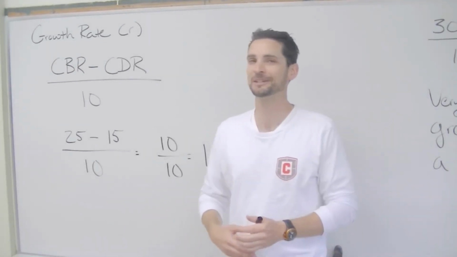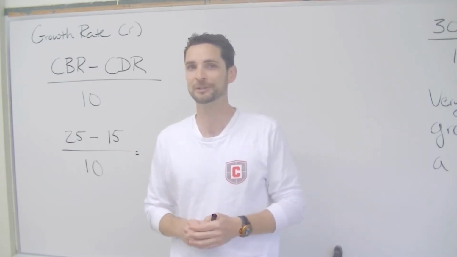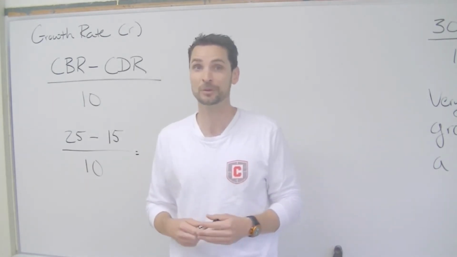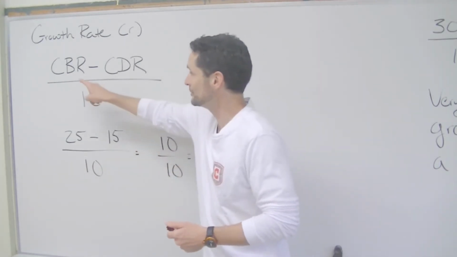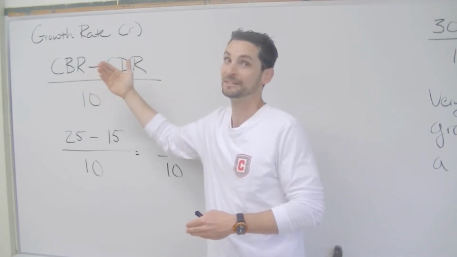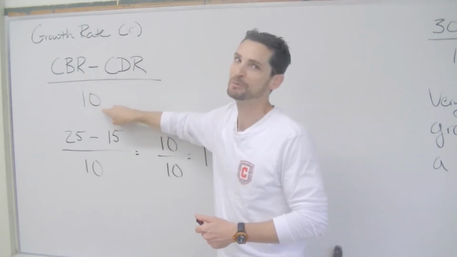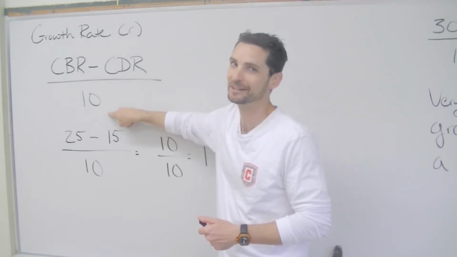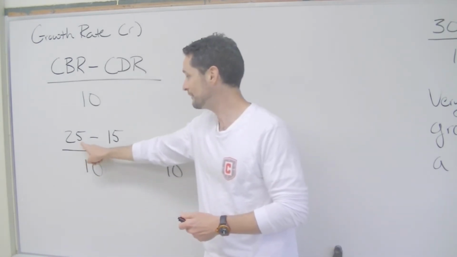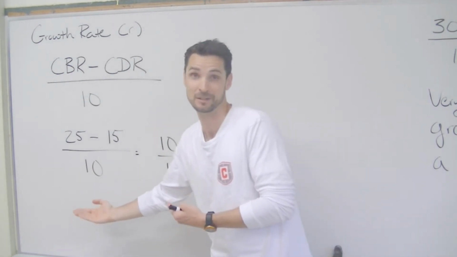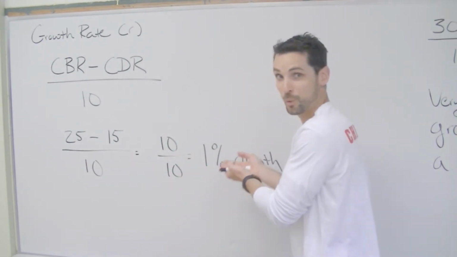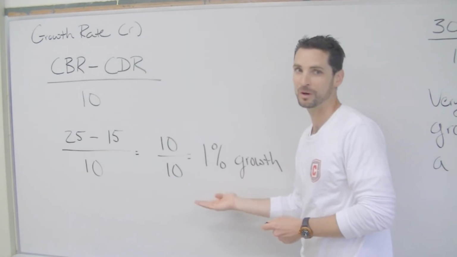Now that we've calculated our crude birth rates and crude death rates, what we can calculate for the population of any given country is the growth rate, and figure out whether it's increasing or declining. You calculated your crude birth rate and your crude death rate. All it is is CBR minus CDR, divided by 10. Keep in mind, this is a constant. You're always going to use 10 as your denominator. For the crude birth rate and crude death rate that we did, we have 25 minus 15 divided by 10. 25 minus 15 is 10, divided by 10. 10 goes into 10 one time, which gives you a growth rate of 1%.